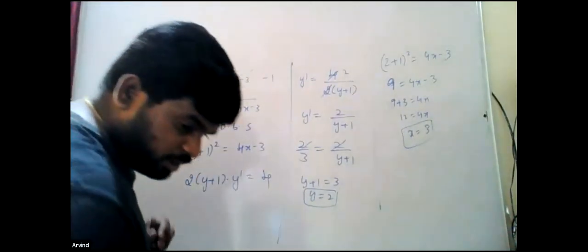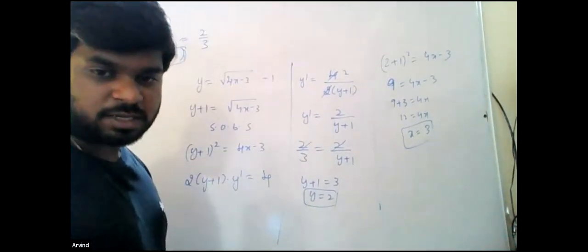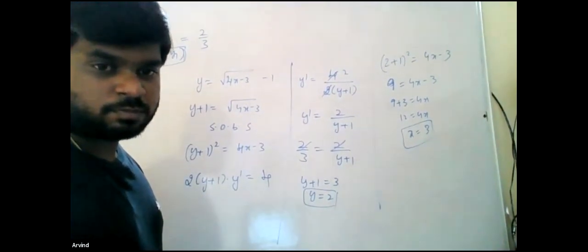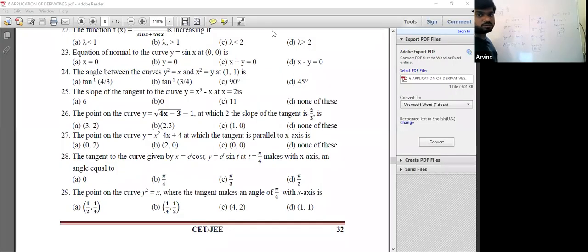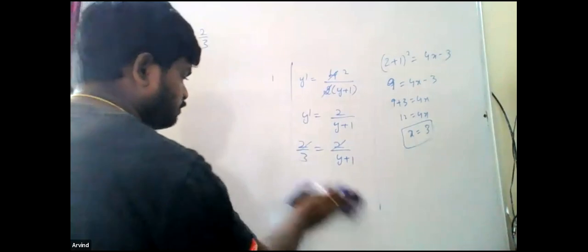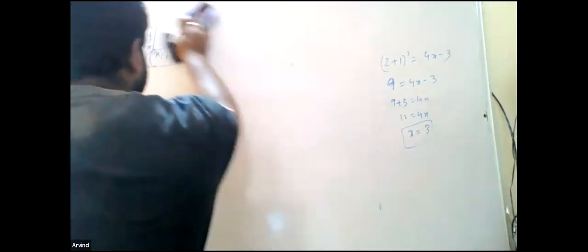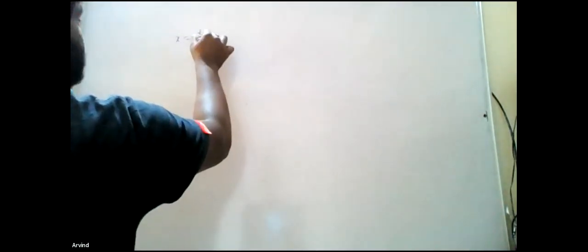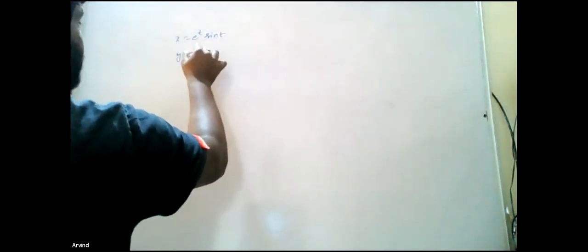For this curve, x is equal to e power t sine t. Once again, let me check the question. X is equal to e power t cos t. Now slope na kandidibodu. Once we find the slope, we can find the angle. Okay, that's the question. Now they're asking what is the angle. So x is equal to e power t sine t. Y is equal to e power t cos t.